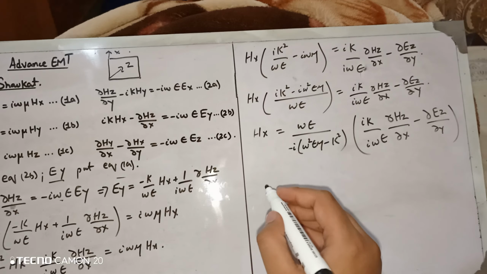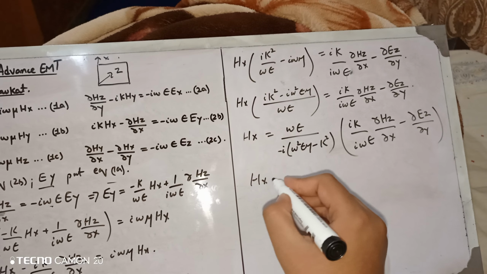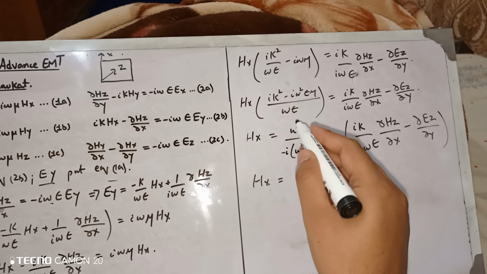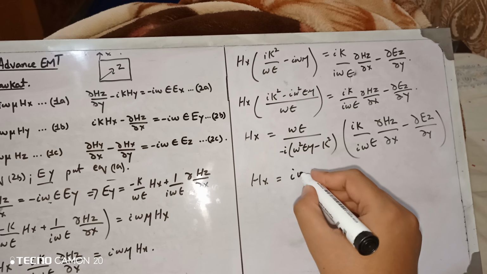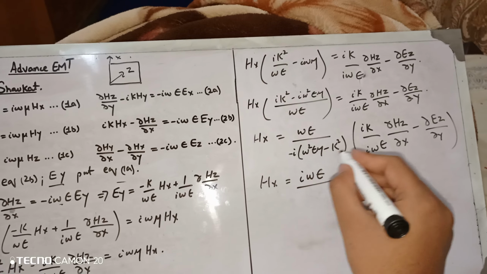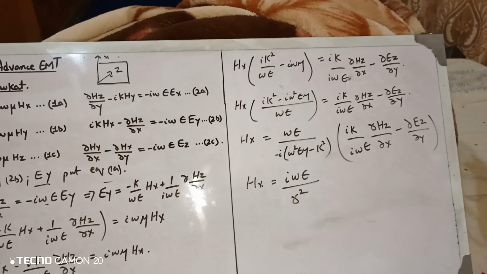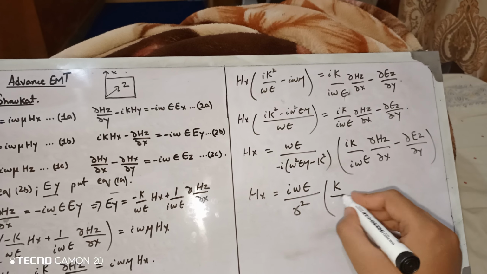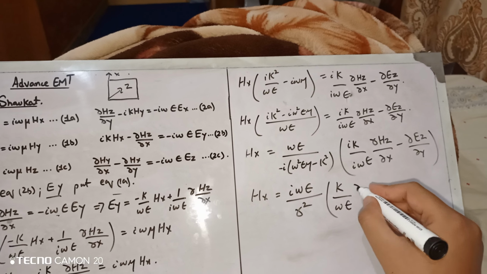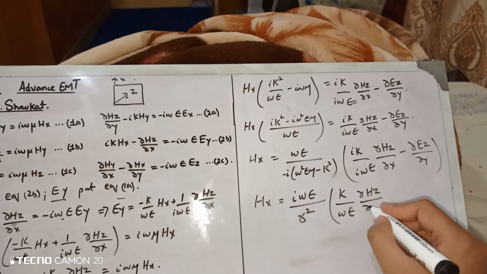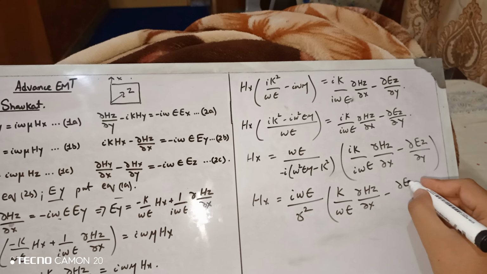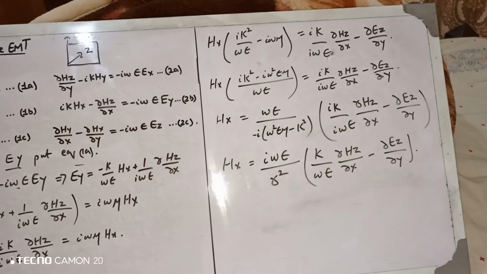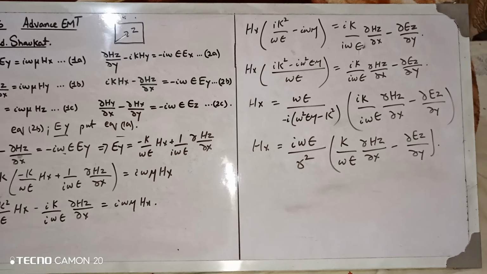Okay, now what you have to do, your final result is, when this i comes upside it becomes positive, so it becomes iωε divided by this, which is r², so this is r², and you will be left with this i cancels with this, you will be left with k divided by ωε ∂Hz/∂x minus ∂Ez/∂y. So this is your expression for Hx.